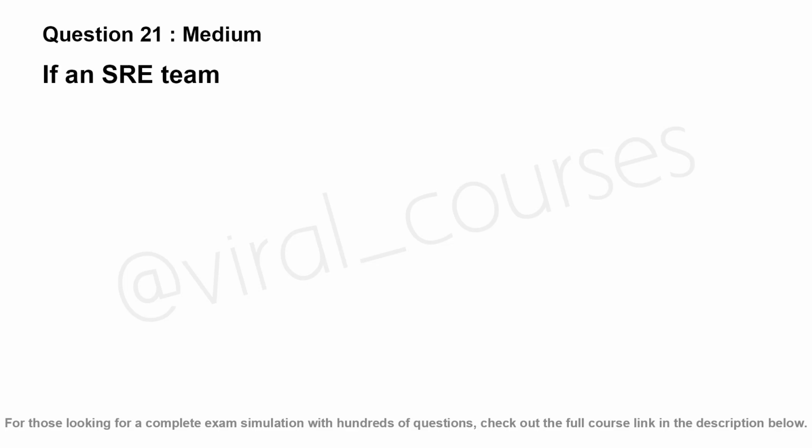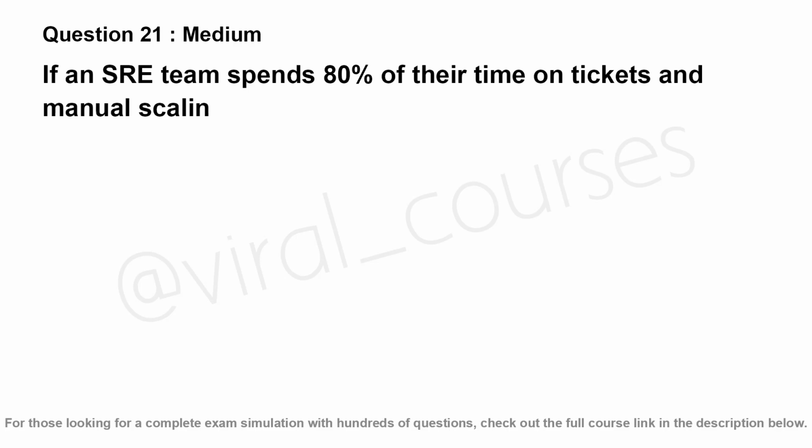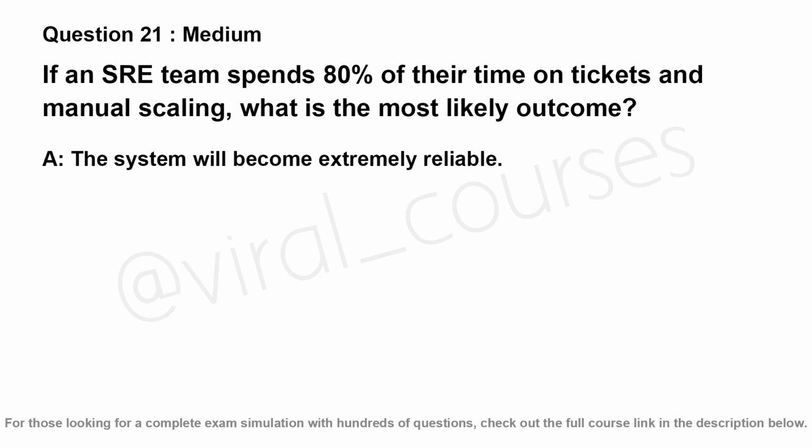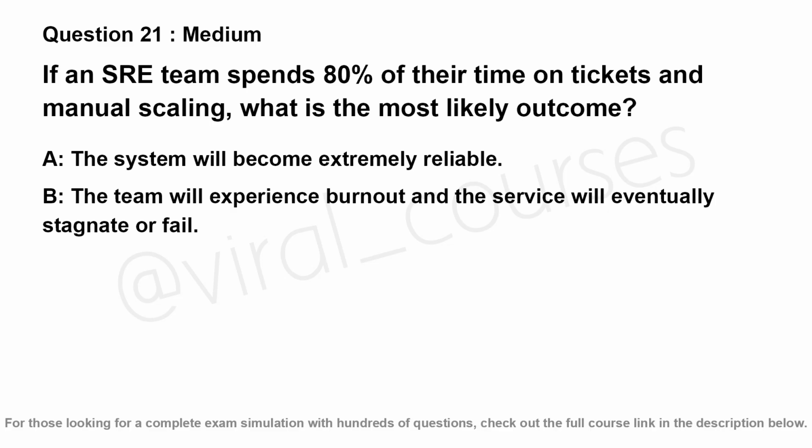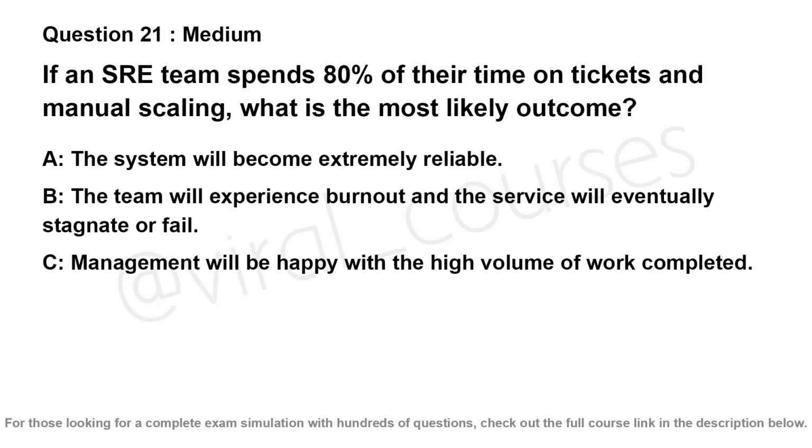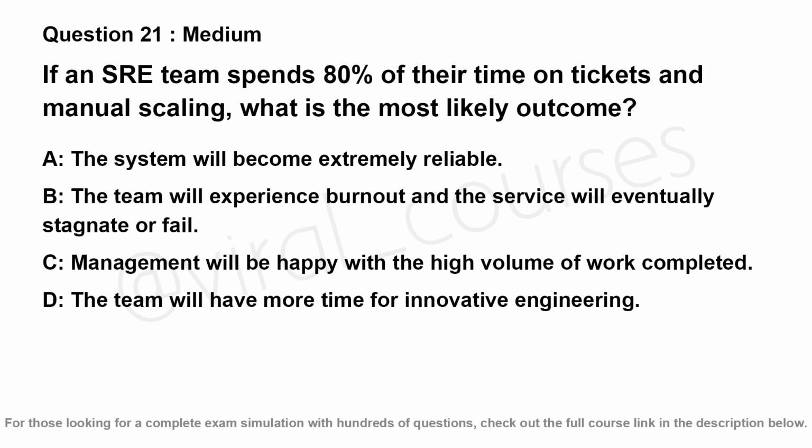If an SRE team spends 80% of their time on tickets and manual scaling, what is the most likely outcome? Option A. The system will become extremely reliable. Option B. The team will experience burnout and the service will eventually stagnate or fail. Option C. Management will be happy with the high volume of work completed. Option D. The team will have more time for innovative engineering.